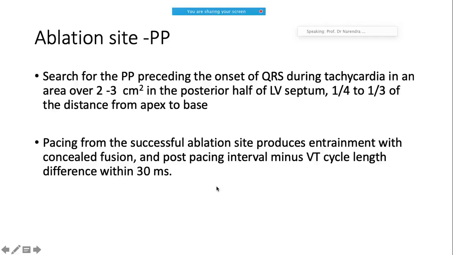Over there, as I already said, you will be able to entrain it well. And not just entrain, sometimes you will be able to see concealed fusion as well. And if you do post-pacing interval minus tachycardia cycle length, it should not be more than 30 milliseconds. So, of course, you are in the circuit. In fact, what is going to happen is, a small area proximal to the earliest Purkinje potential recording site is activated from base to apex, towards the earliest Purkinje potential site. And if you notice carefully, the interval between the pre-Purkinje potential at the site of successful ablation and the onset of QRS complex during VT is approximately 60 plus or minus 30 milliseconds. And yes, if you have ablated it well enough, the pre-Purkinje potential tends to appear after the QRS complex during the sinus rhythm.